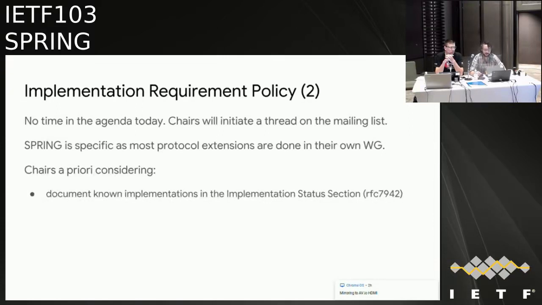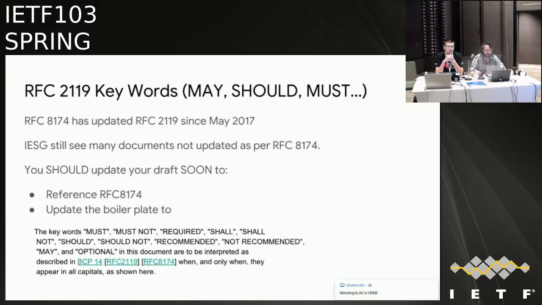There is another thing that we were asked to highlight. Since May 2017, there has been an updated requirements keywords document replacing 2119. The IESG still sees a bunch of documents that have 2119 in them rather than 8174. You should update it and use the boilerplate from 8174 rather than the boilerplate from 2119. Please do this if you are the editor or author of a draft in Spring.